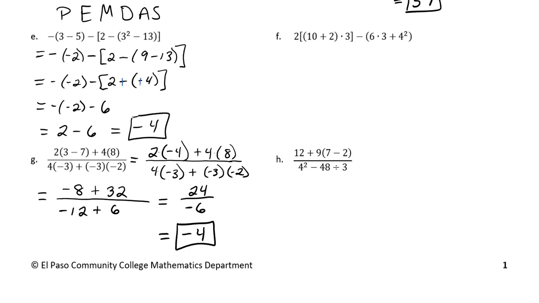So the problem started pretty complicated, it looked pretty messy, with all of these numbers mixed in there, and it finally came out to a negative 4. Let's try one more with the fraction.